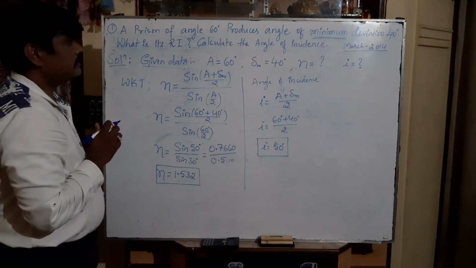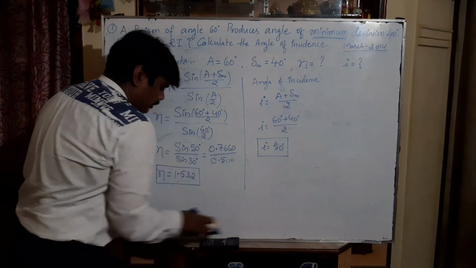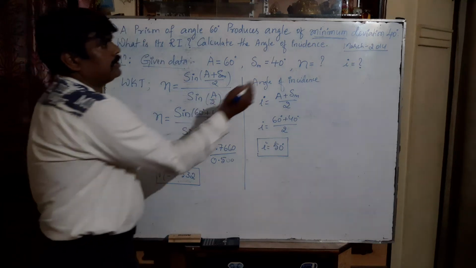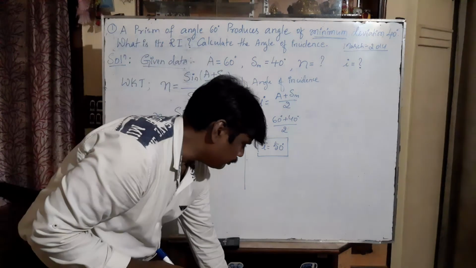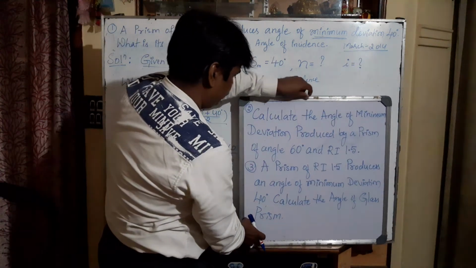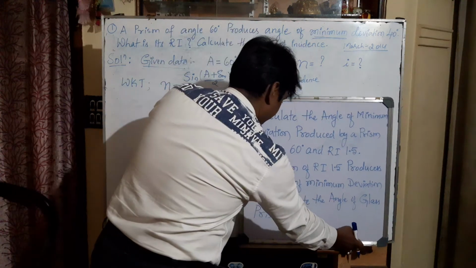So this is the first method of the problem given in the prism, when the prism is placed at minimum deviation. So now come to the next numerical problem. I want to take the next numerical problem. See, this is the next numerical problem. I will take it here.